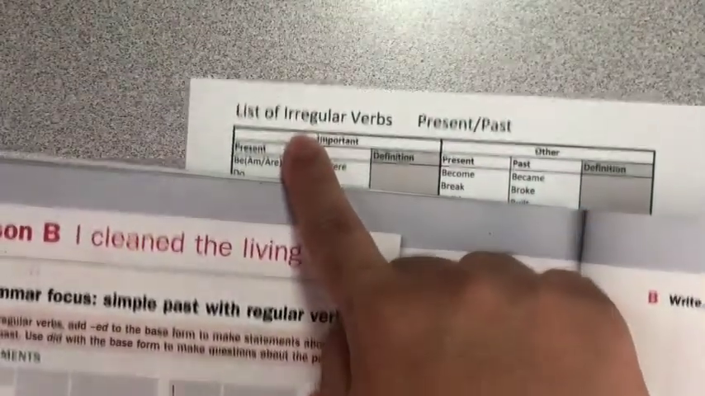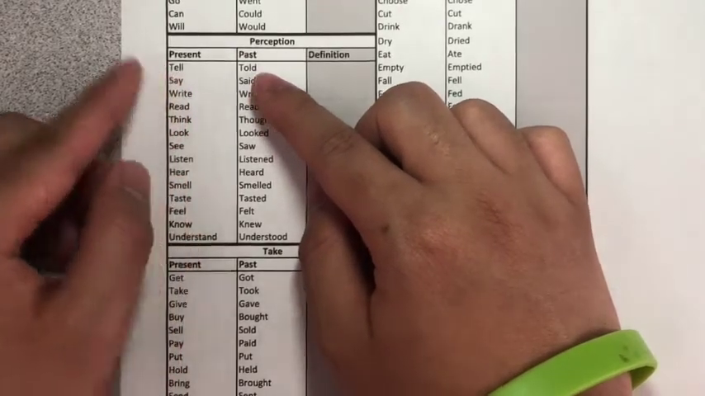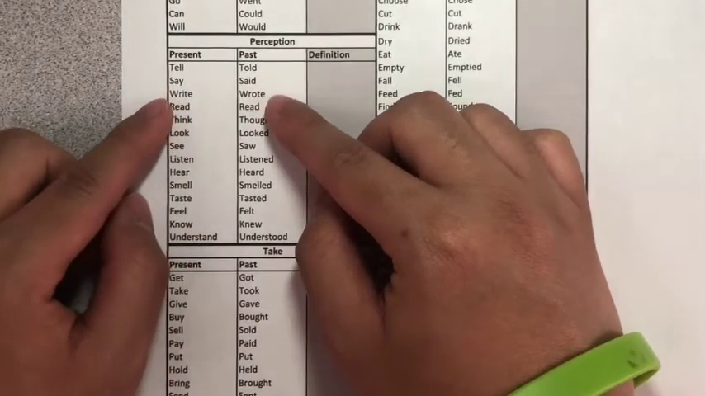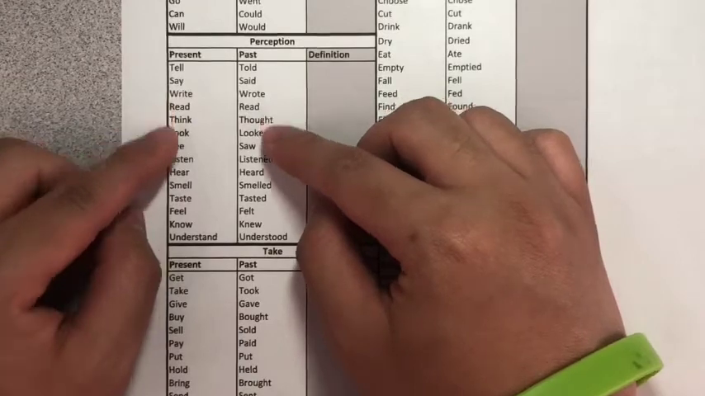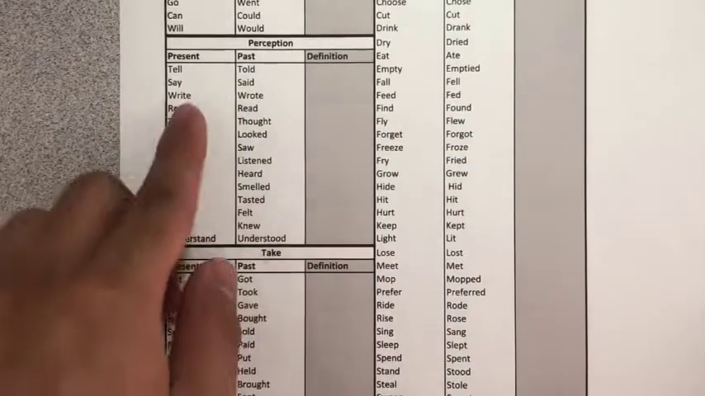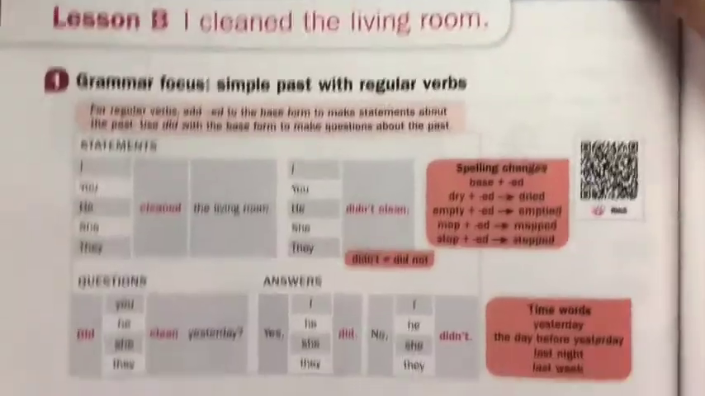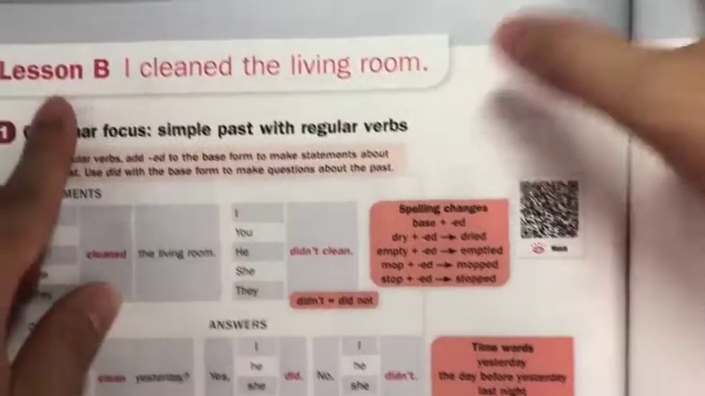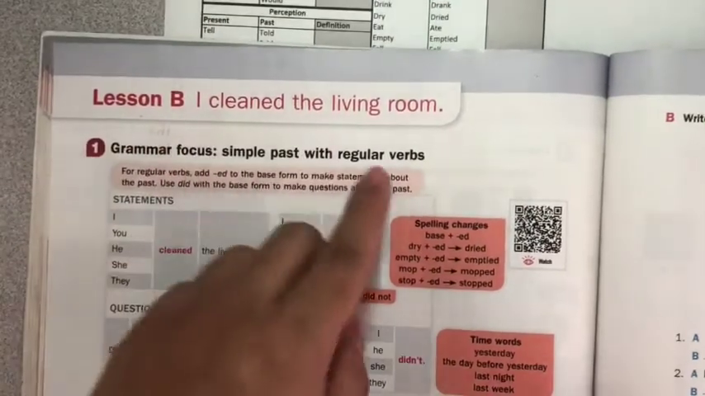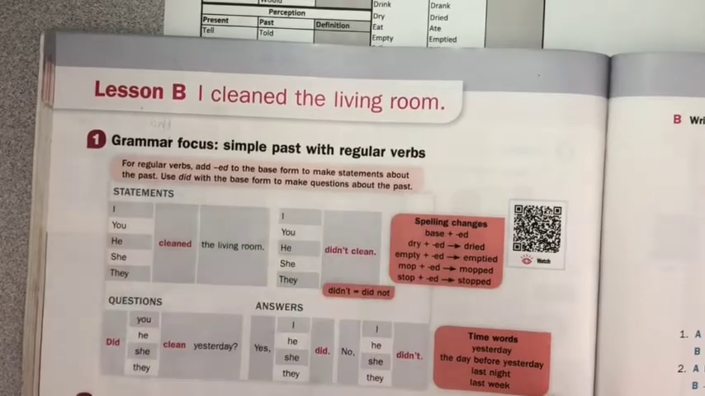Irregular verbs are difficult because you just have to remember all of these words. For example, present, tell, past, told, say, said, write, wrote, read, read, think, thought. There's no rule here. You just need to remember them. So, in Lesson B, it's easy because we're only learning regular verbs.